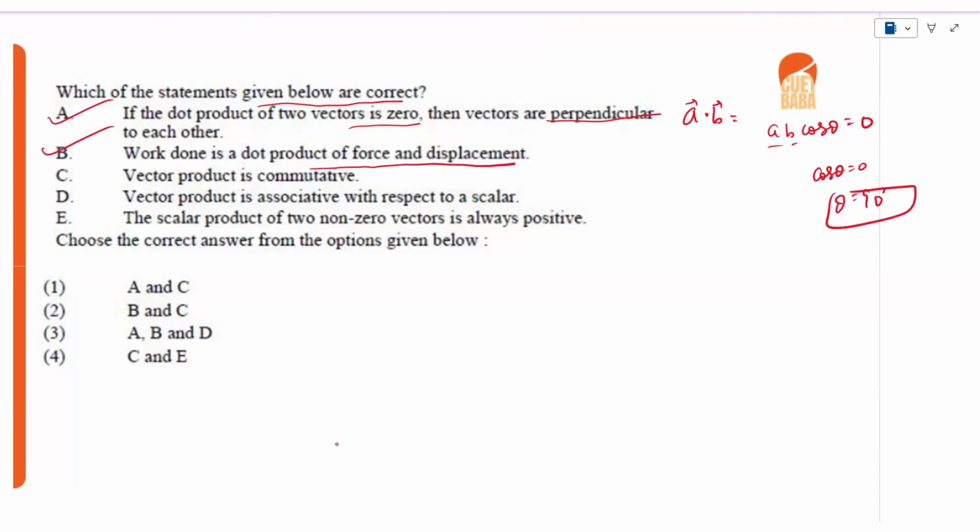Work done is the dot product of force and displacement. This is also correct. Dot product is commutative, so A and B are the correct options. C is incorrect. It is not commutative for the cross product. Vector is associative with respect to a scalar. Yes. Associative means A vector dot B vector dot C vector, right? So third is the correct option.